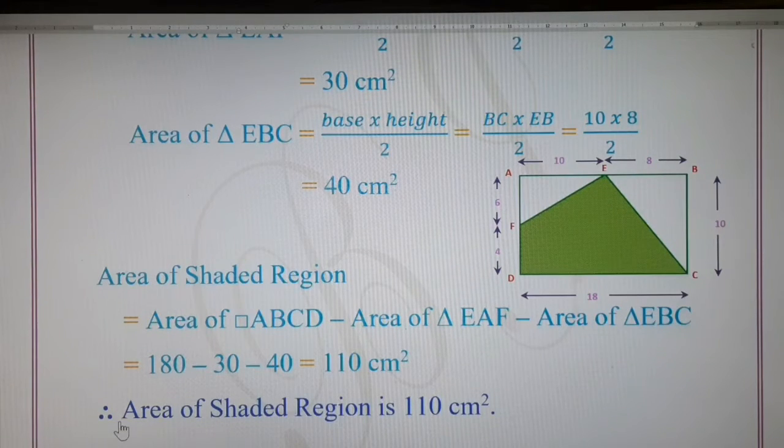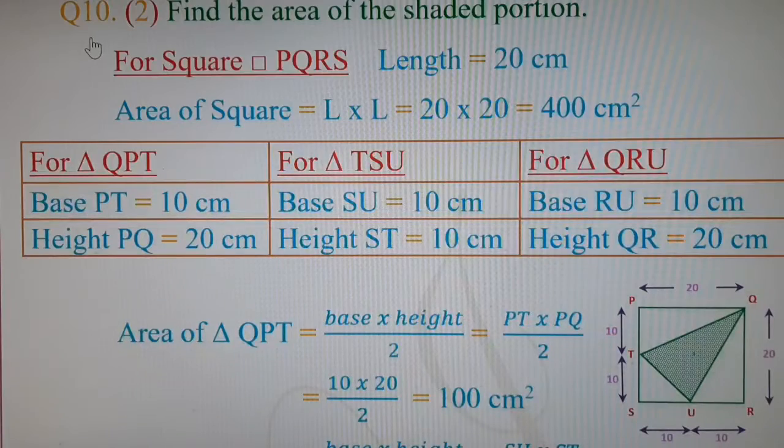So the answer statement we will write: therefore area of shaded region is 110 centimeter square. Main question 10, sub question 2.